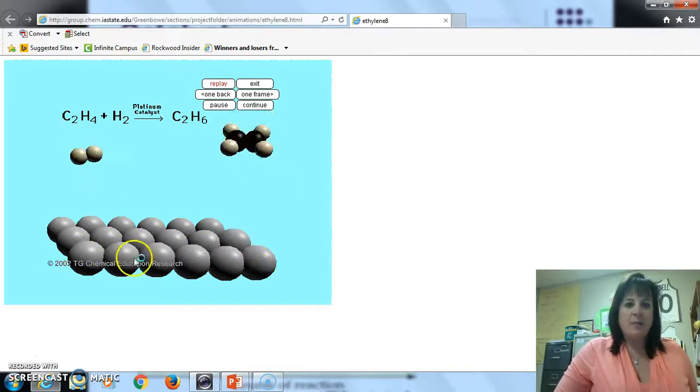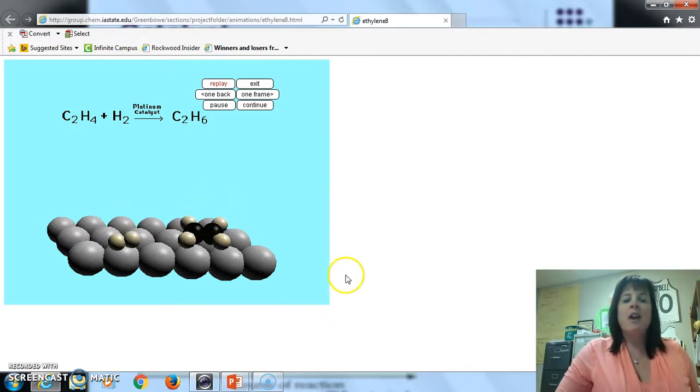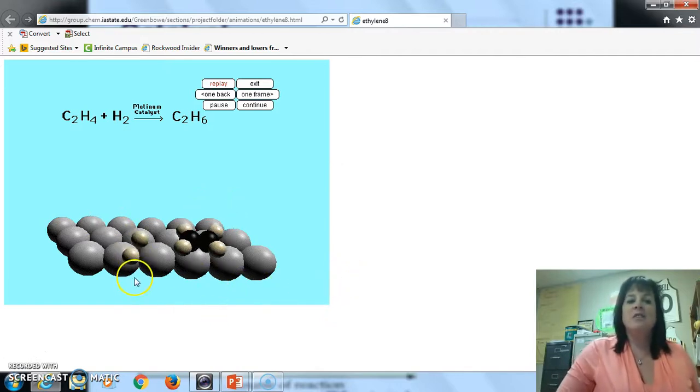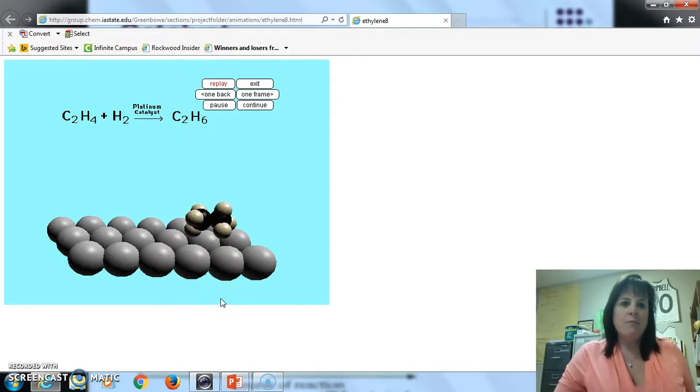And I have a little picture or a little demo here of that. And here is my catalyst. It's a platinum catalyst. And I have ethylene and hydrogen gas. What happens is they bind to the catalyst, the platinum, and that facilitates the hydrogen breaking apart and moving on to my ethylene. So there we go.